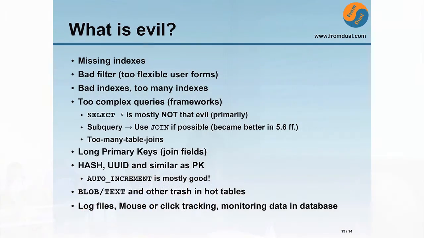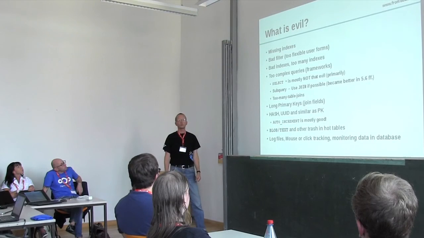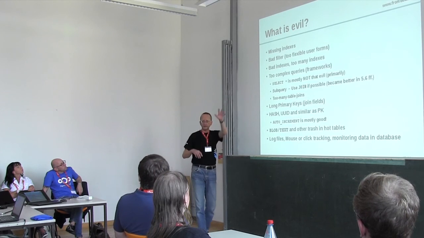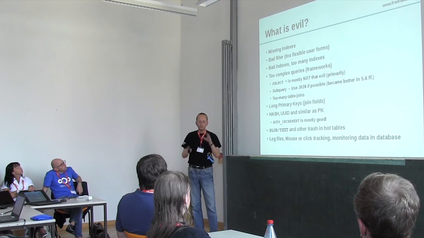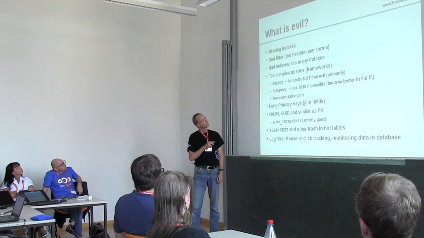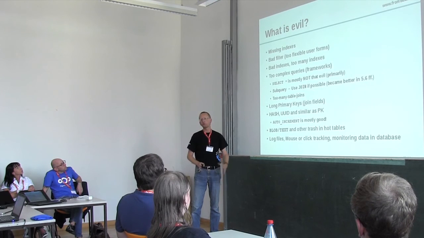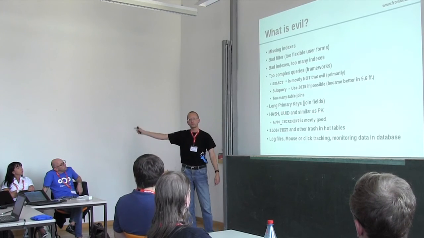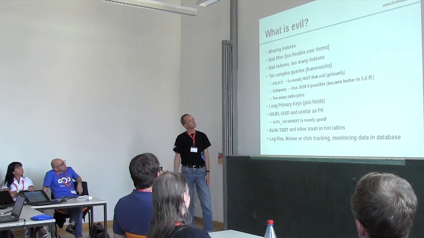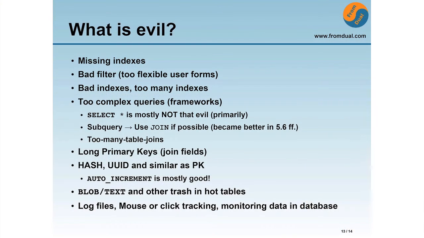Missing indexes, I hope we don't have anymore, otherwise I will tell you how to find them. Bad filters, this happens very often with very flexible user forms. I can filter by this and this and this and gender and date, et cetera, et cetera. So you developers have to make sure that the user forms are not too flexible. And then we have a competition with the sales guy. He has a user request and then the technical side doesn't match. Bad indexes, too many indexes can also hurt. Not that much as missing indexes, but you should not overdo indexing.